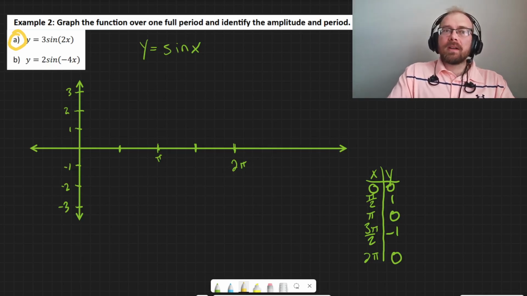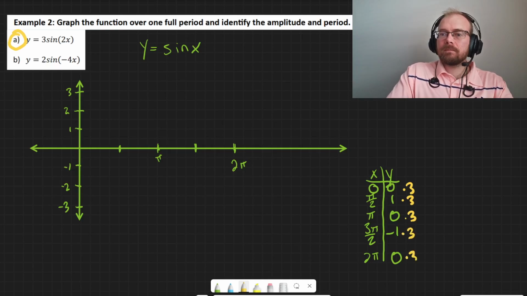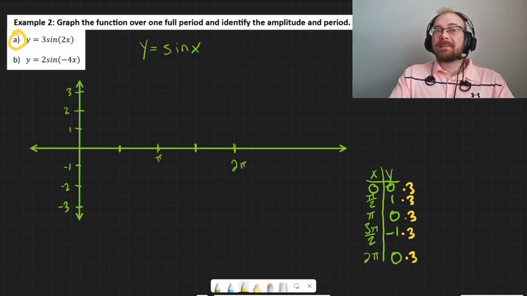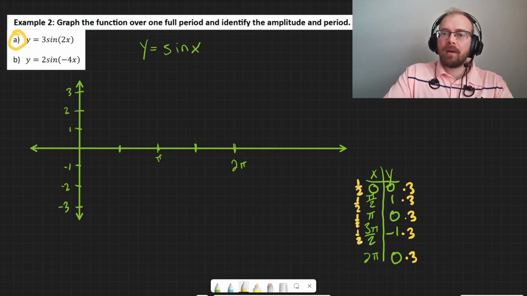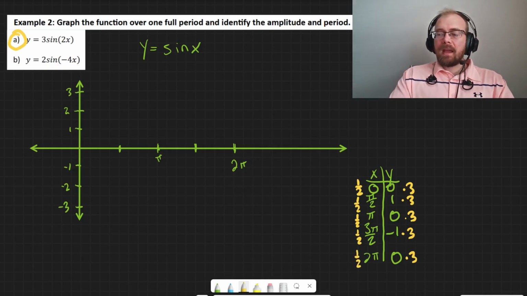But we're going to start with the 3. So there's 3 sine 2x. I'm going to times all my y values by 3. Okay. And then 2x. 2 times x is 2x. So I'm going to divide all of my x's by 2, aka times by a half. 1 half, 1 half, 1 half, 1 half, 1 half. And what does that give me?